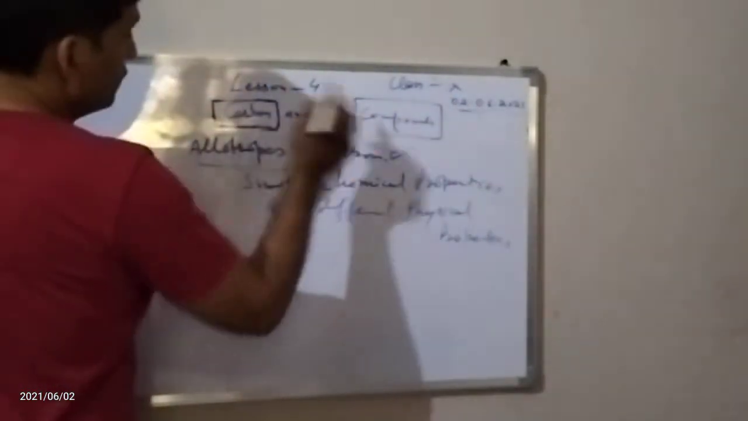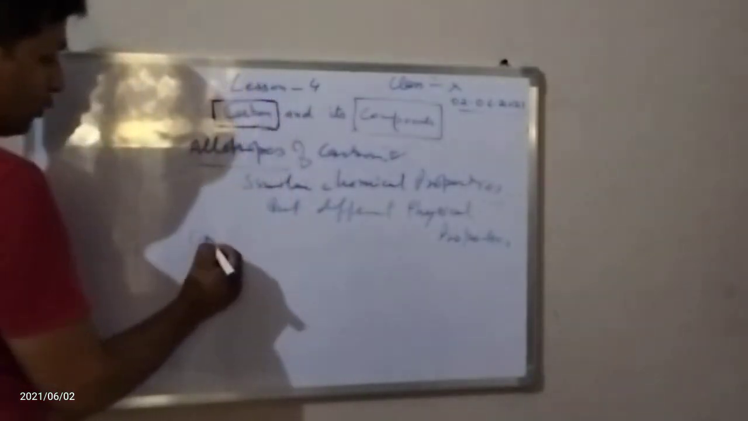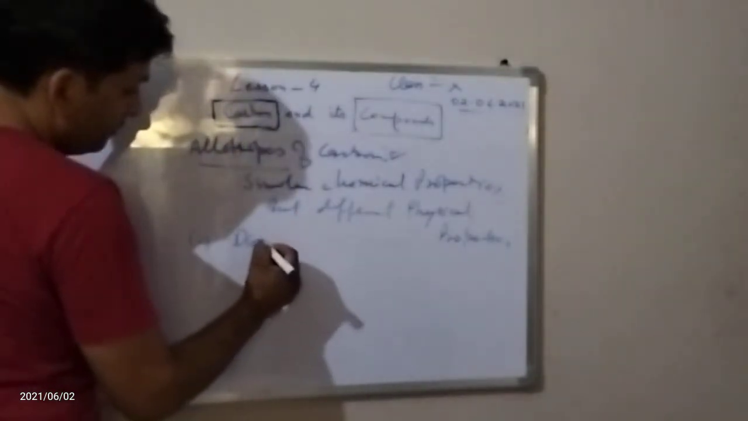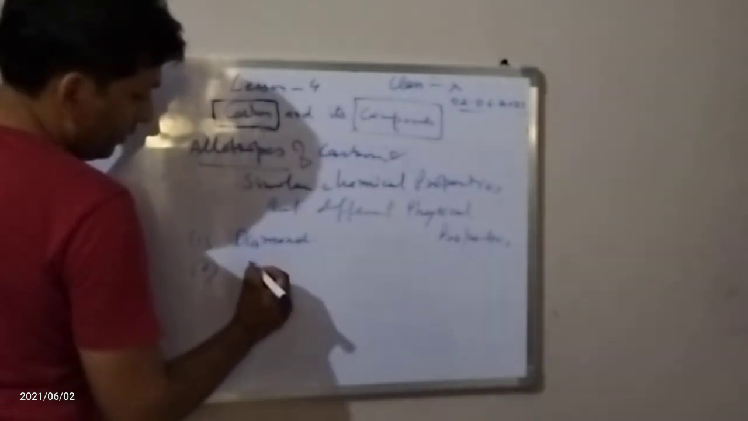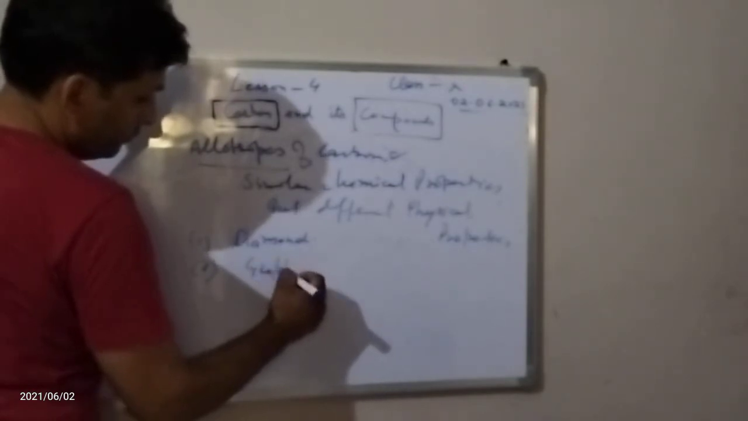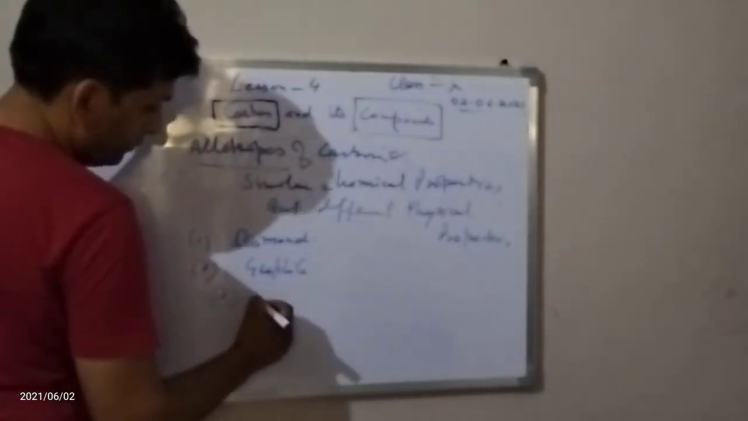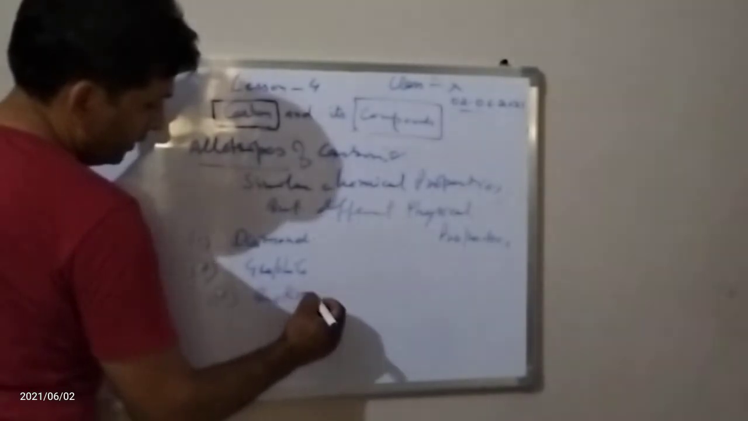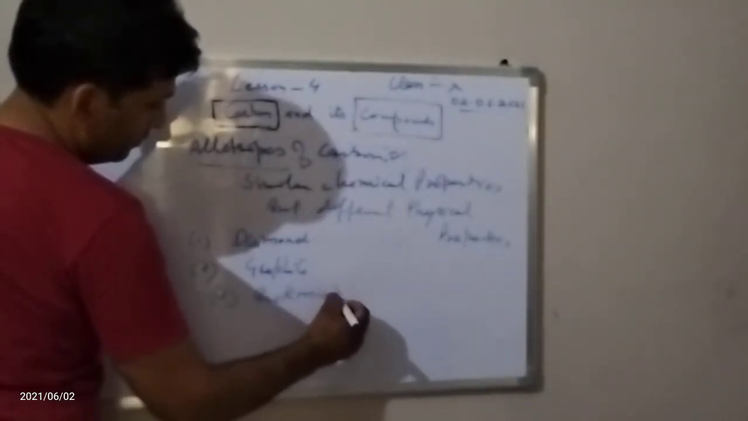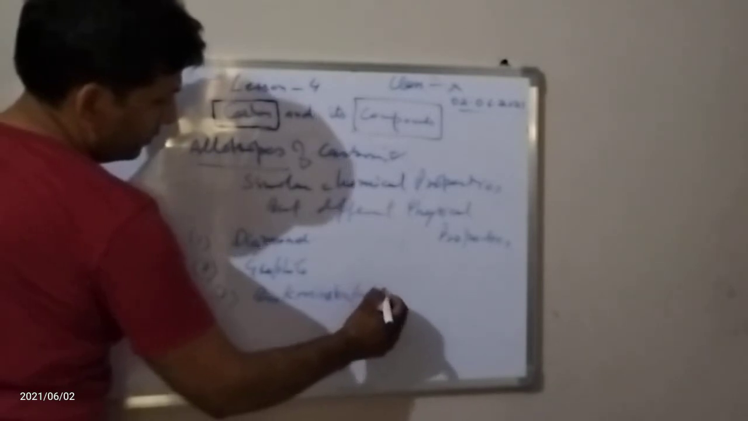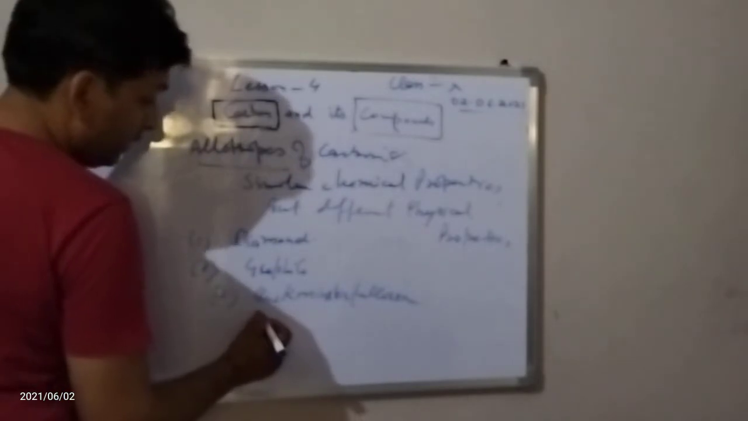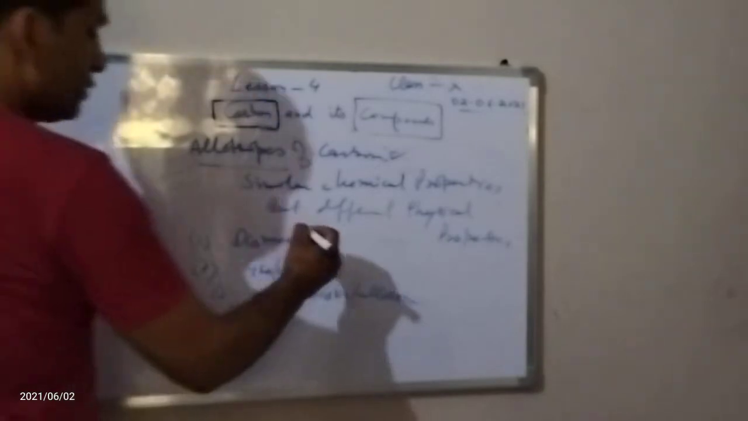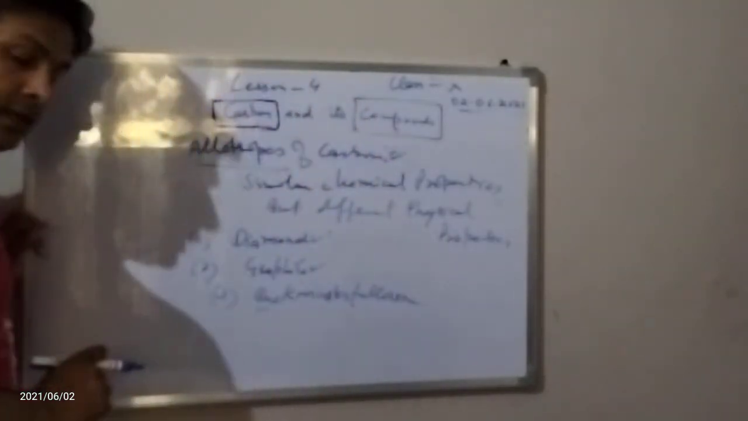If we talk about the allotropes of carbon, carbon has three allotropes. Number one is diamond. Second one is graphite. And third one is Buckminster Fullerene. These are the three allotropes of carbon. Chiefly we will talk about these two, that is diamond and graphite.